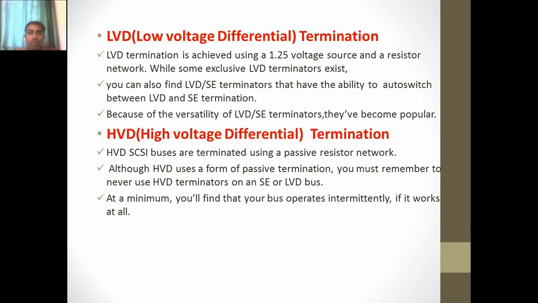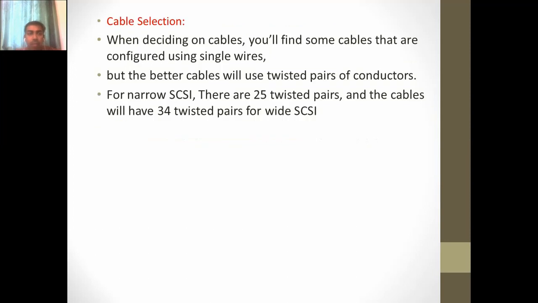Low voltage differential termination: when we take this low voltage differential termination, it has a voltage source of 1.25 volts, and high voltage differential termination has about 2.25 volts of differential. So this uses a form of passive termination mode, and we must also remember to never use this kind of terminator on other SCSI device buses. Okay, so these are the other two important aspects.